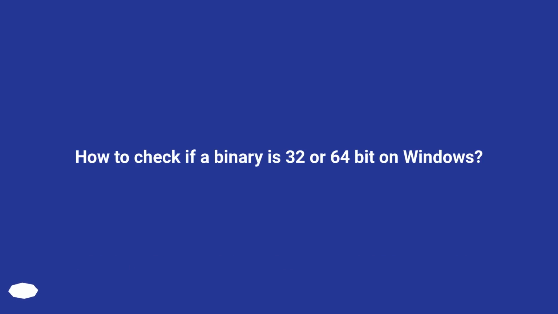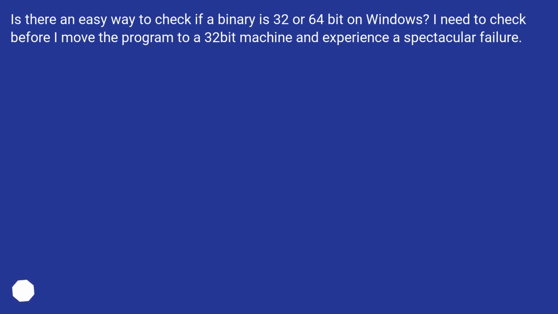How to check if a binary is 32 or 64-bit on Windows? Is there an easy way to check if a binary is 32 or 64-bit on Windows? I need to check before I move the program to a 32-bit machine and experience a spectacular failure.